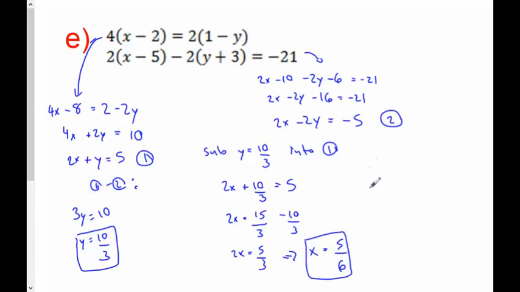So I have my x and my y now, so my point of intersection is 5 over 6 and 10 over 3. Okay, let's look at a couple more, and then before we move into the practice questions for today.